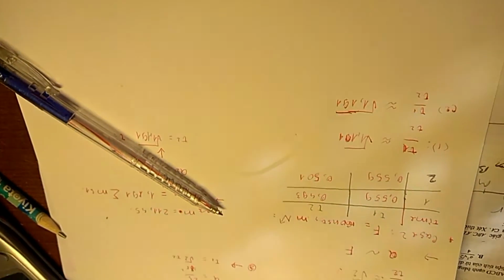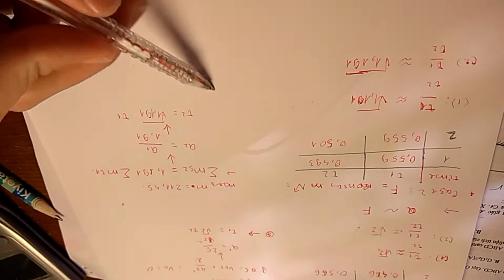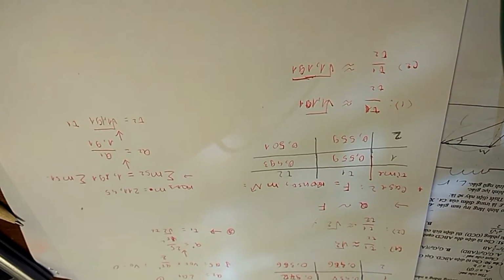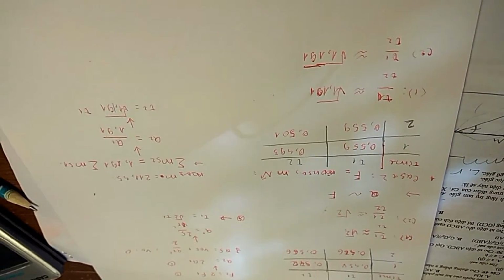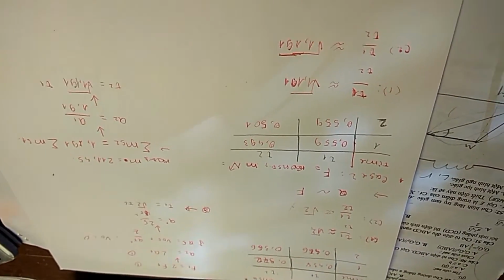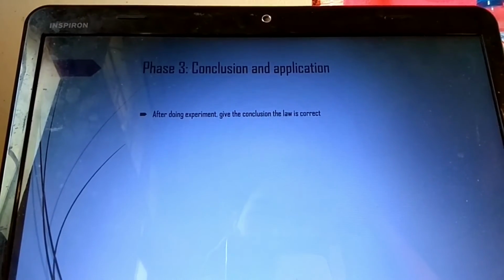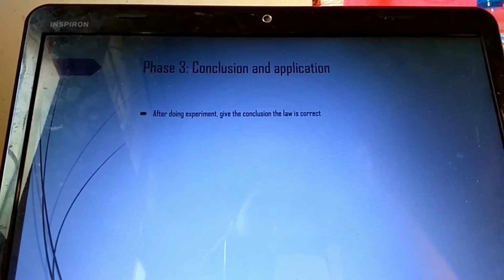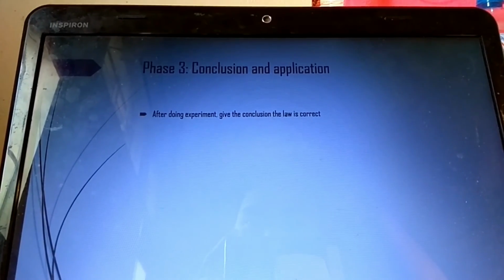So from verifying it, we can conclude that the acceleration is inversely proportional to the mass of the object. After we verified Newton's second law by using the experiment, we can conclude that the law is correct.